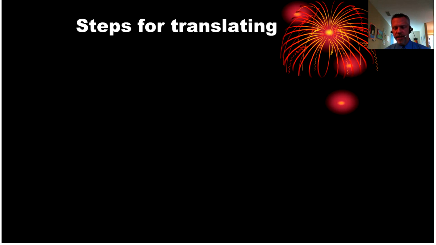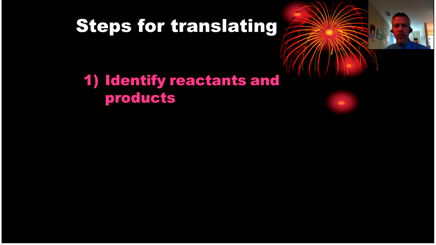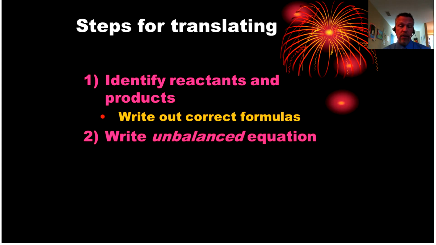So let me summarize the steps for translating a sentence into a chemical equation. First, we identify the reactants and the products by parsing through the sentence very carefully to figure out what is a reactant, what is a product, and find the verb that tells you to produce or to create, and that will give you your arrow. You have to write out the correct formulas for each of the reactants and products, and I don't mention it here, but you also have to include the state, so solid, liquid, gas, or aqueous, and then you write an equation like we just did.